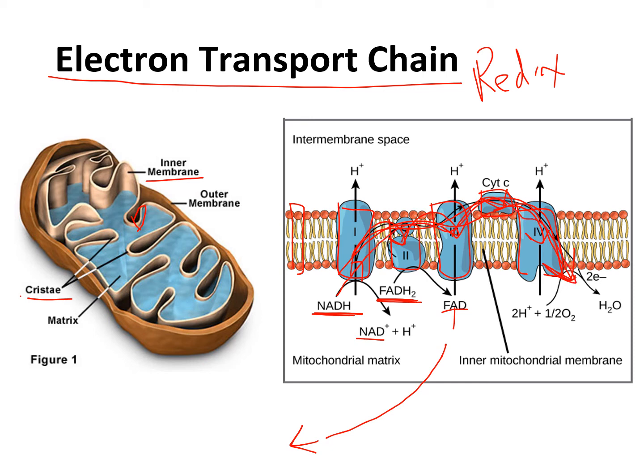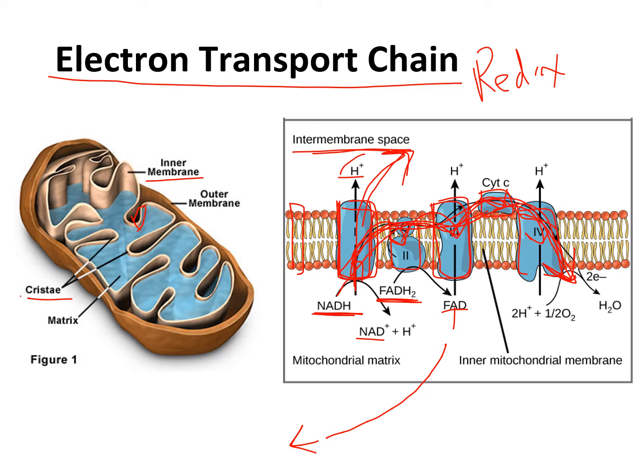And as the electrons flow along the chain, that's going to provide energy for some of these complexes to pump hydrogen ions out into the intermembrane space. So some of these redox proteins are actually called proton pumps because they're going to pump hydrogen ions, and a hydrogen ion is a hydrogen atom without an electron, which is a proton. So they're going to pump these hydrogen ions out into the intermembrane space.